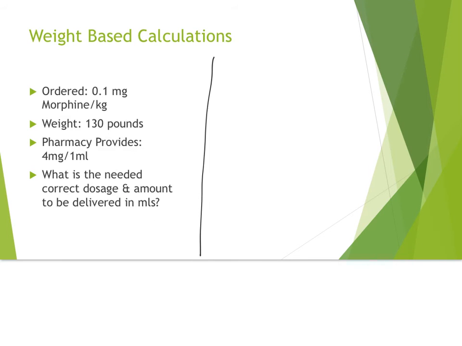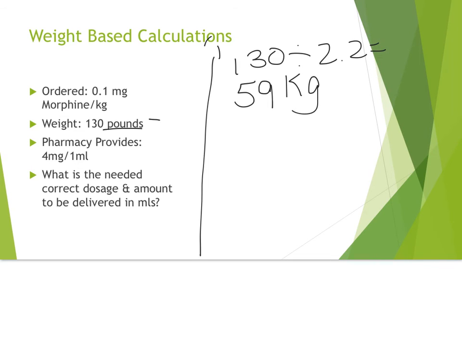Okay, let's work through this one. So a physician orders 0.1 milligrams of morphine per kilogram. We have 130 pounds, so we know that we need to convert that. So that's obviously our first step. We would take our 130 pounds. We know we need to convert it to kilograms, so we would divide it by the 2.2. We know that's the known conversion, and we have 59. So this patient weighs 59 kilos. Okay, so that's kind of your step one.